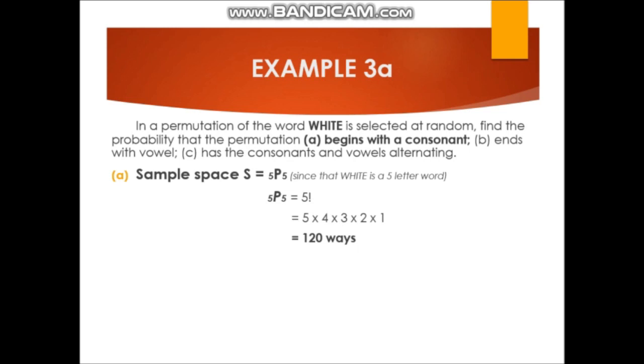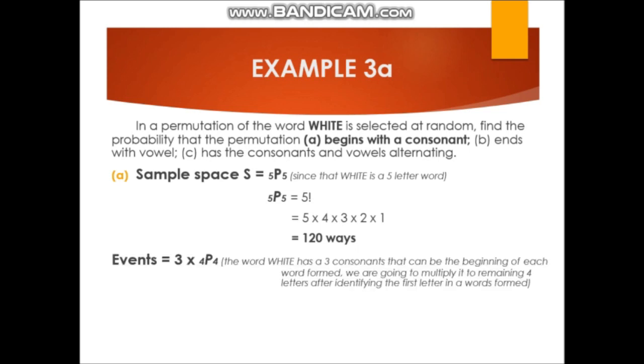But then, out of 120, ang kailangan lang daw natin doon is ilan doon ang nag-start sa consonant letter. It's either nag-start sa W, nag-start sa H, at nag-start sa letter T. Kasi hindi po lahat ng 120 ay nag-start sa consonant. Yung iba dyan nag-start sa vowel. It's either letter I or letter E. So in that case, alamin natin ilan ba yung nag-start sa consonant by solving the number of events. In solving the number of events, meron tayong tatlong consonant. We have W, H, and T.